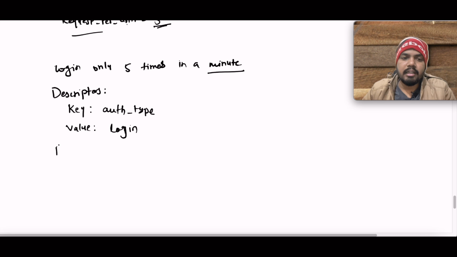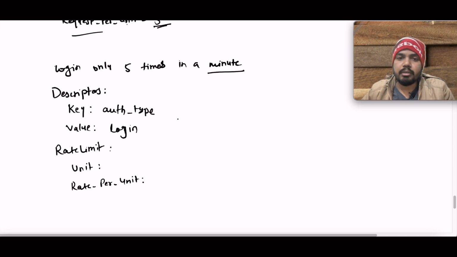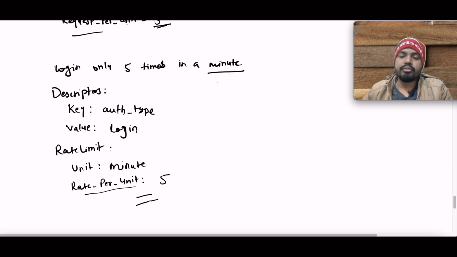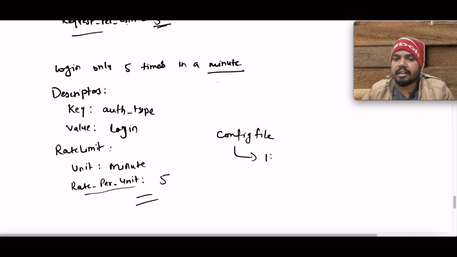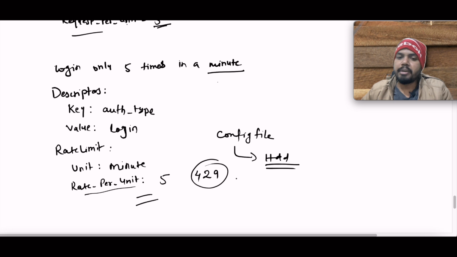Now the part is rate limit. In rate limit we have a unit and then we have a rate per unit. What would be the unit here? Because you have to check in a minute, the unit would be minute. And what would be the rate? The rate would be 5. 5 times in a minute you want to verify. So these are the rules, and all these rules are written in a configuration file, and this config file is stored on a hard disk. Any time a request is getting rate limited, the rate limiter will send the response code 429, which is too many requests.